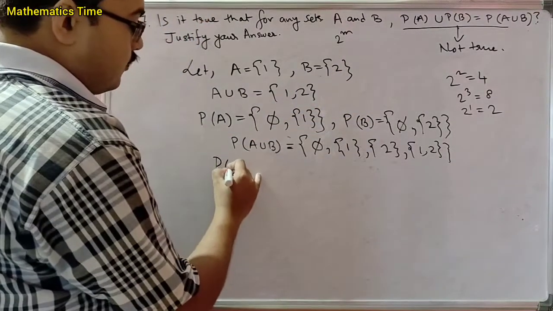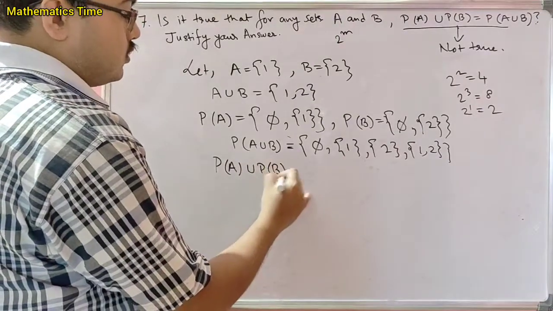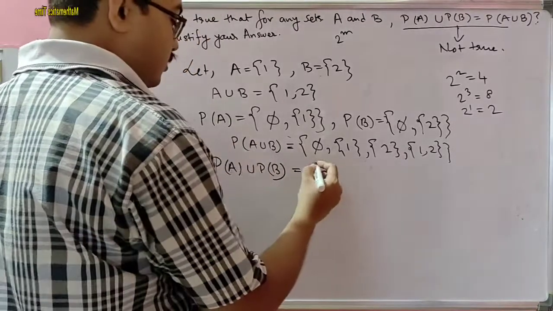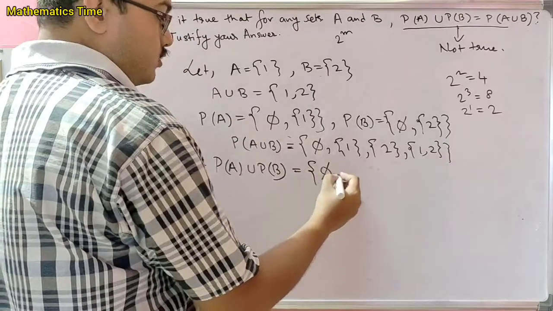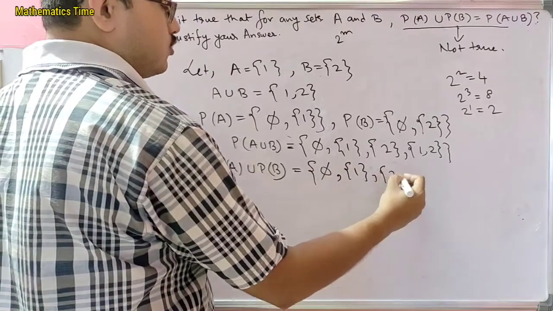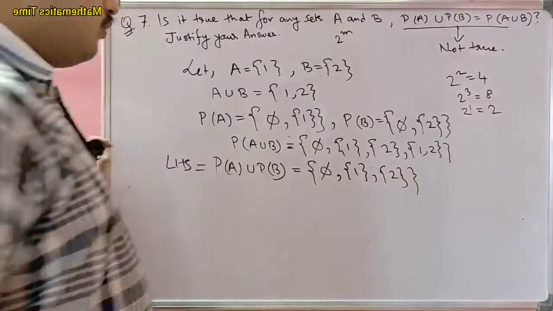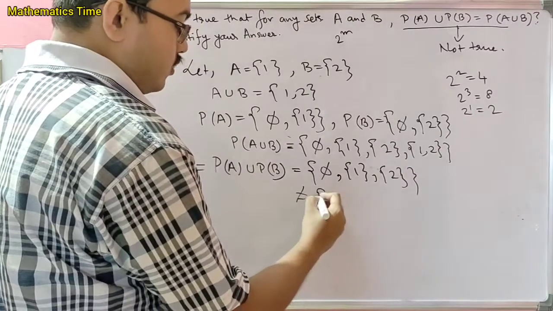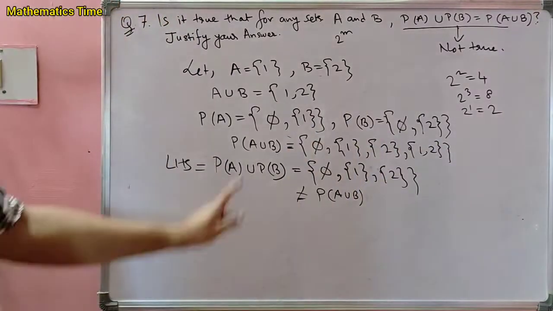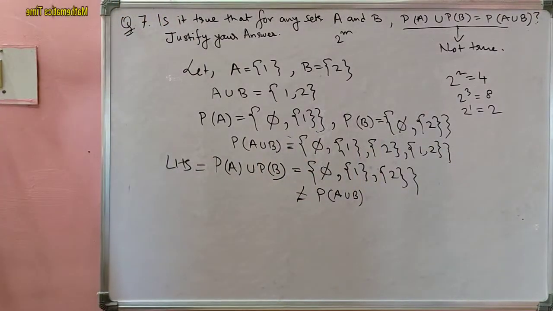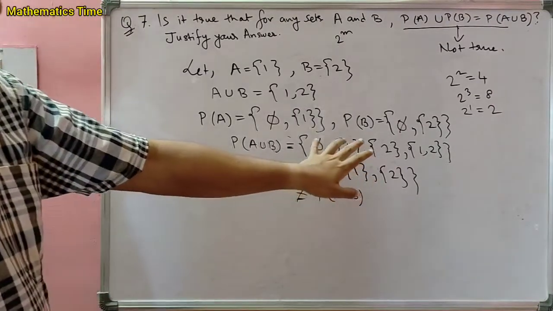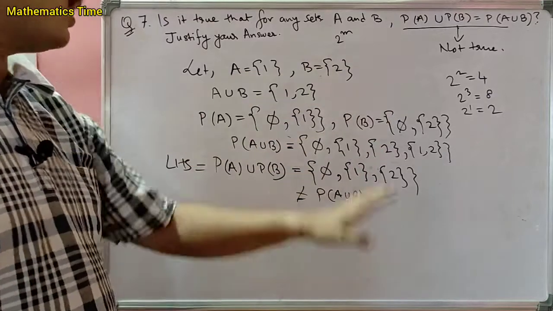Now P of A union P of B, that is the left hand side. What is the value of it? The sets contained in P of A union P of B will be the null set, singleton set {1}, singleton set {2}. That's all, and which is not equal to P of A union B. The element {1, 2} is extra in P of A union B. P of A union P of B contains only 3 elements, whereas P of A union B contains 4 elements. So they are not equal.